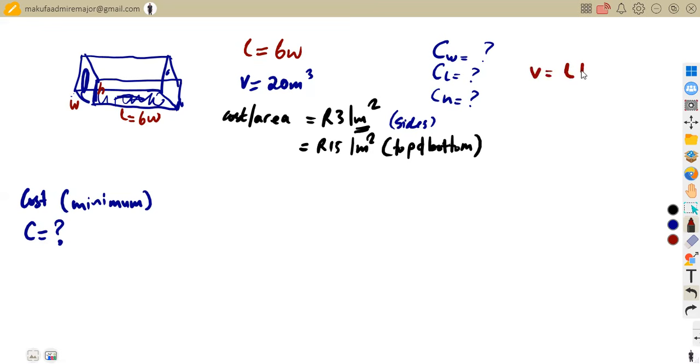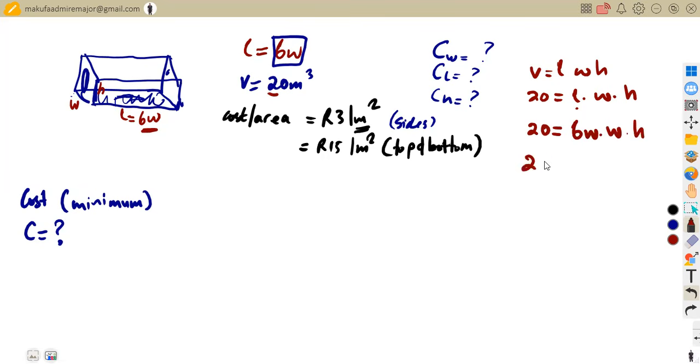The volume was given as length times breadth times height, which is length times width times height, one and the same thing, all right? So our volume being 20, 20 is equal to the length times the width times the height. But we are given that the length is equal to 6 times the width, which is the breadth. So we substitute 6 times the width for the length, and we have 20 is equal to 6W squared H.